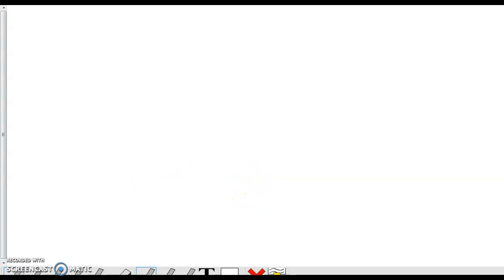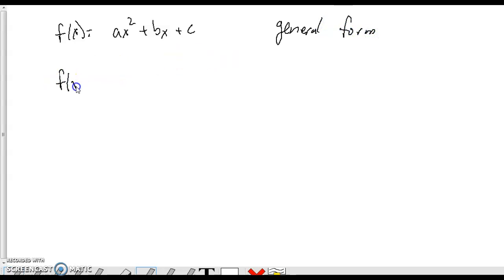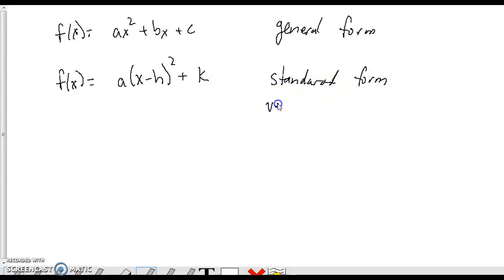Then we have another form. So again, here's our general form, ax squared plus bx plus c. And we also have what's known as the standard form. So a times x minus h squared plus k. So this is known as the standard form. You might have remembered this as your vertex form because your vertex is your h and your k. Okay, again, your a value and this a value are going to be the same value.